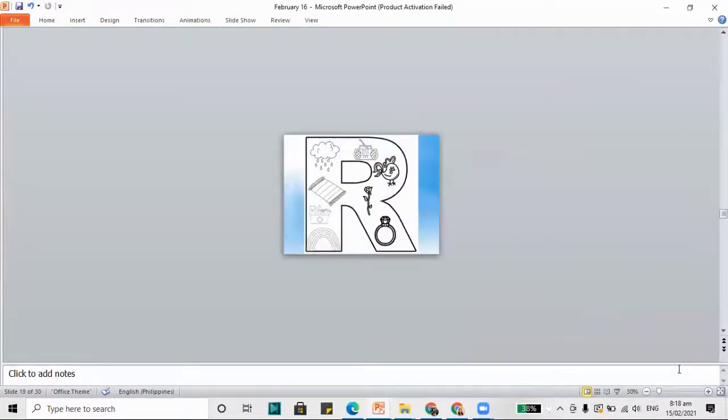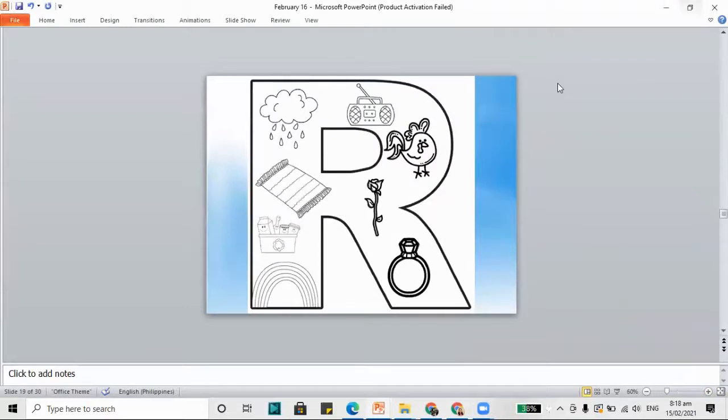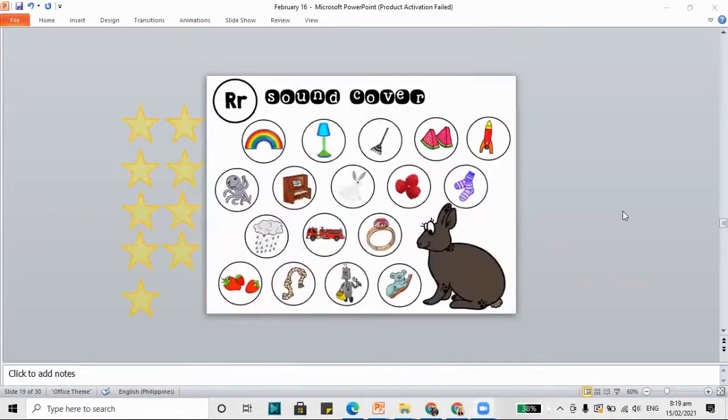And how about for the things that have the r sound? Let's color our pictures. R is for the rain. Rain. R is for the rug. Rug. R is for recycle. Recycle. R is for rainbow. Rainbow. R is for the radio. Radio. R is for the rooster. Rooster. R is for the rose. Rose. And R is for the ring. Ring.